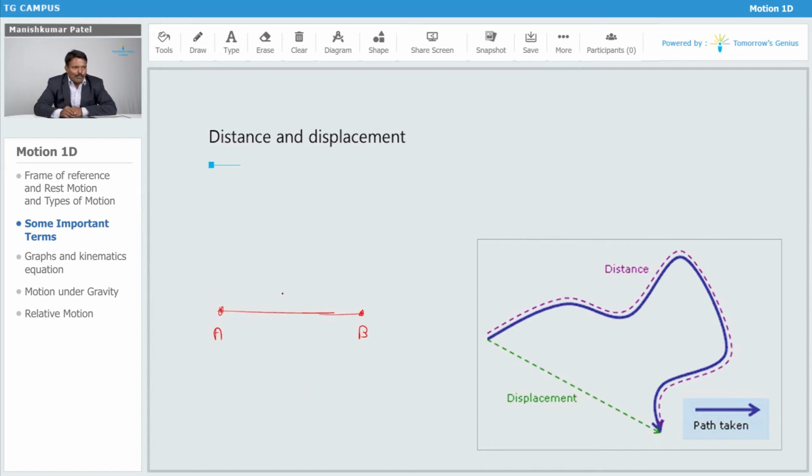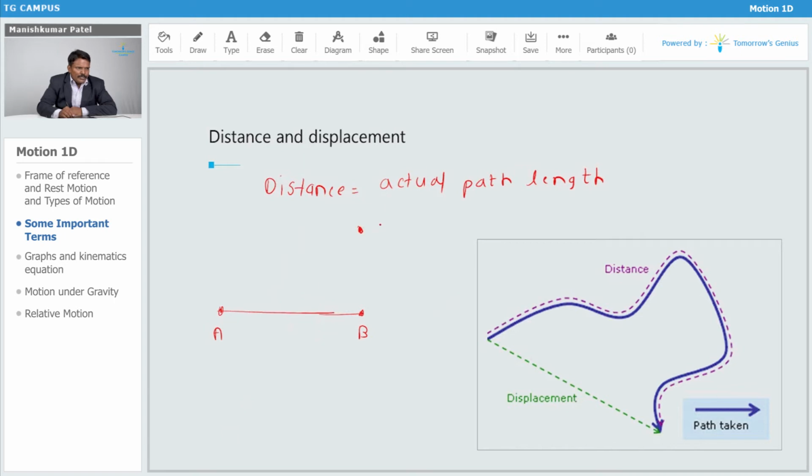Now, what do you mean by distance and displacement? That is what we will see here. The distance we will consider as the actual path length. The distance is nothing but your actual path length. This is again a very important point. So the distance is the actual path length.